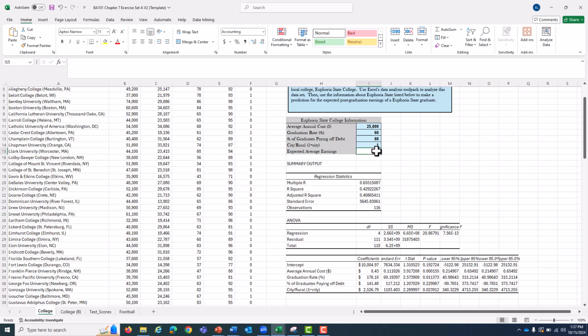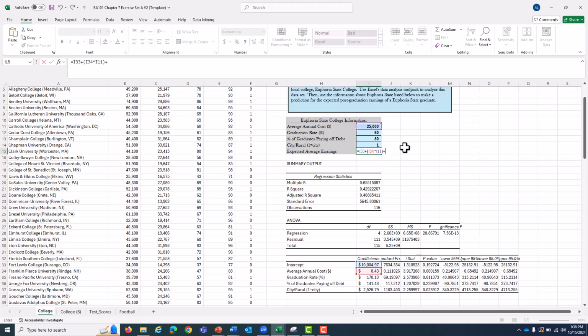So in my formula over here, what I wanted to say is that it's going to be equal to the baseline, $10,004.97, plus what level of expected earnings we're going to have for each of these inputs. For each additional dollar in the average cost of an institution, it increases earnings by about 43 cents. But we know that the average cost of Euphoria is $25,000. So what I'm going to do is multiply the slope, if you will, the amount of increase that we have, 43 cents per dollar spent annually on the college, times Euphoria State's input, which is $25,000 per year.